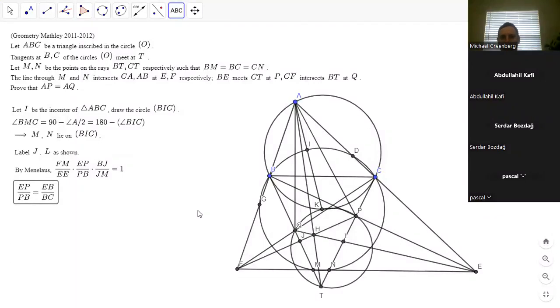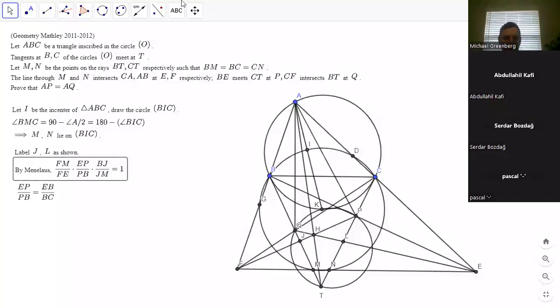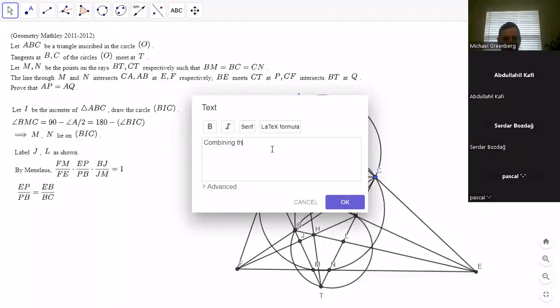So by doing a similar expression on the other side, we get BJ over JM equals CL over LN. Combining the above and doing the same on the other side, now we find that BJ over JM equals CL over LN. And that means that BJ is equal to CL, and that means that JL is parallel to BC, which is parallel to EF.